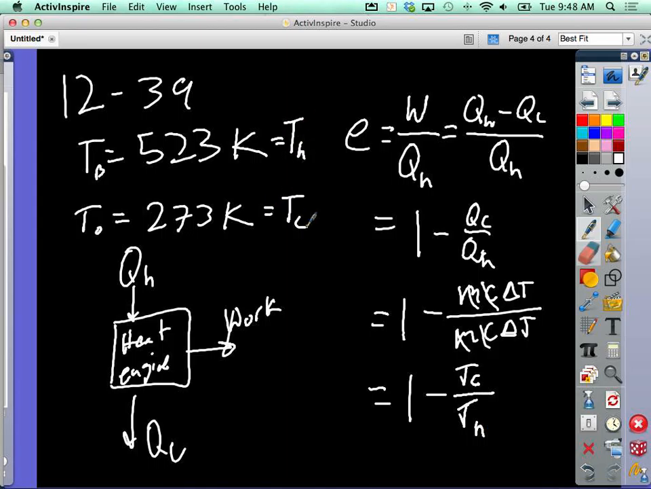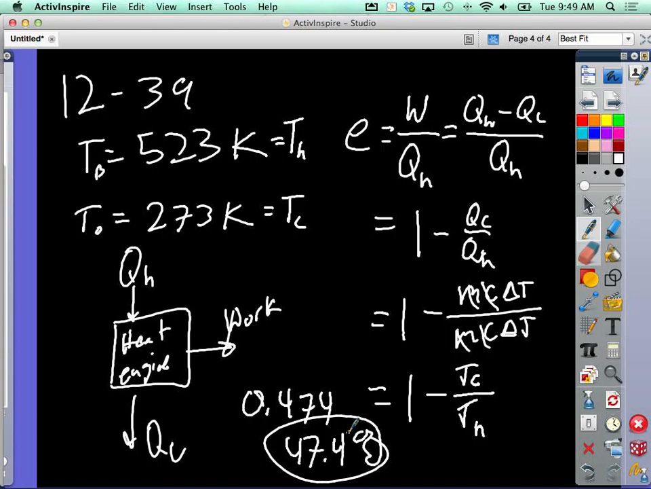So now calculate the efficiency. It's going to be 1 minus 273 over 523. So it's about twice, right? So it's going to be a little less than 1/2, right? Okay, so we get 0.474 or 47.4% efficient. Actually, steam engines are much more efficient than cars.